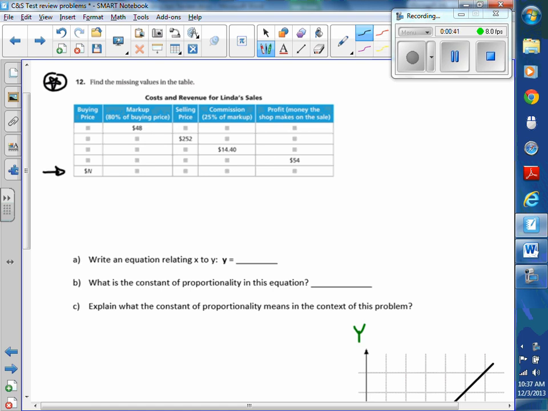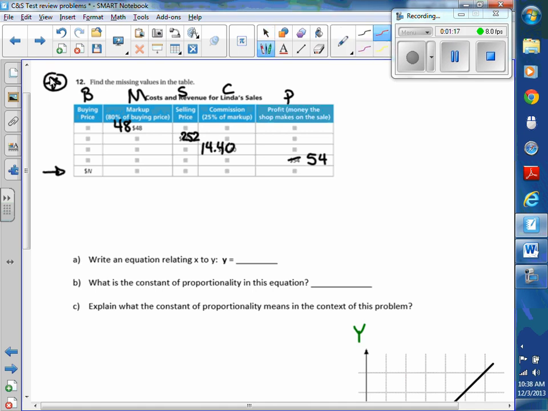Okay, so I'm just gonna write these a little bit bigger. If you don't have your book open, that's a 48. This is a 252 here, and this is 1440. And this is 54. This is the profit column, the commission column, the selling price, the markup, and the buying price. And it tells you the markup is 80%.